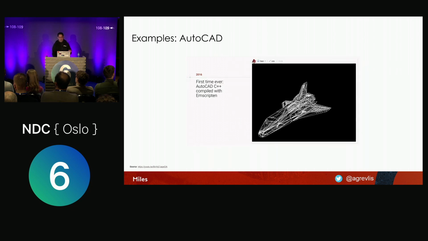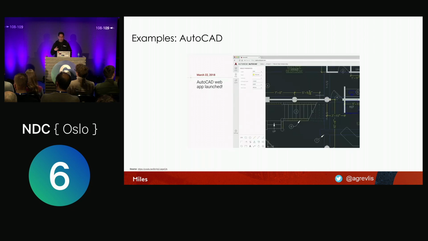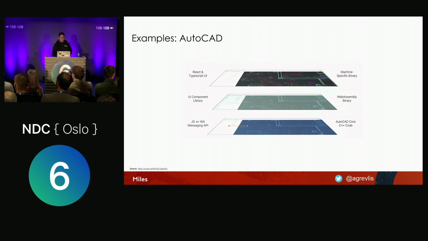Then they used the asm.js project that we were talking about in the beginning, in 2016. They have their own format for their drawings called RealDWG, so they were able to create a RealDWG-based viewer in 2017. And then finally they launched a web app using WebAssembly. We're going to have a quick look at what the architecture looks like.